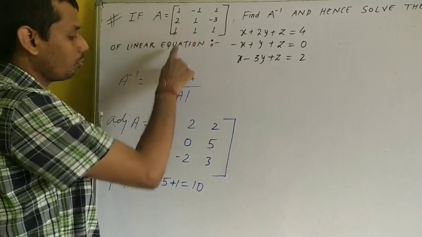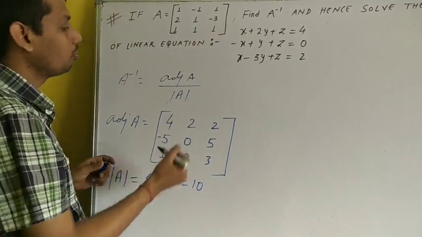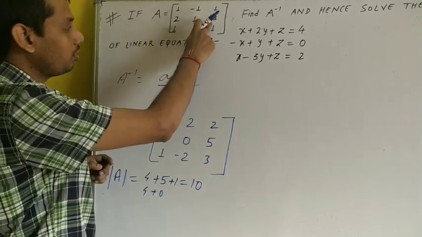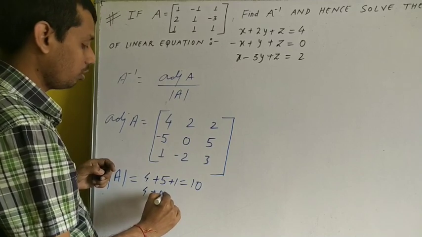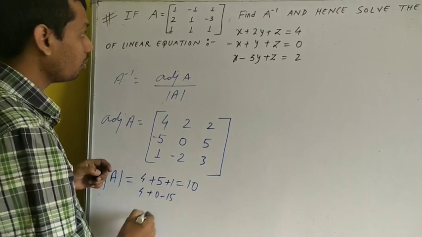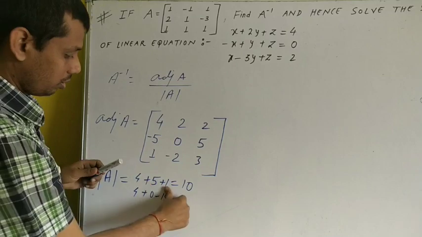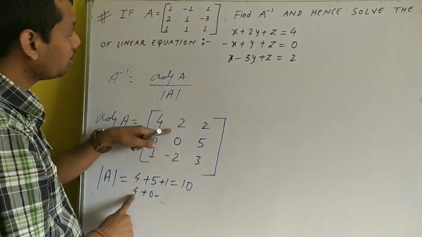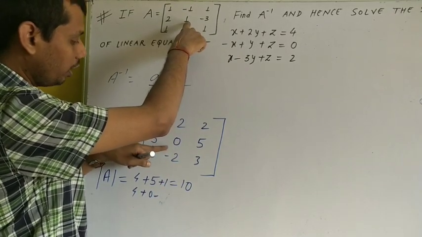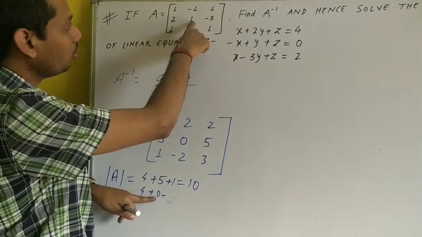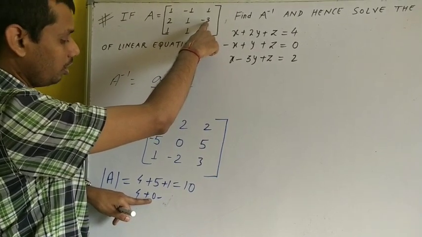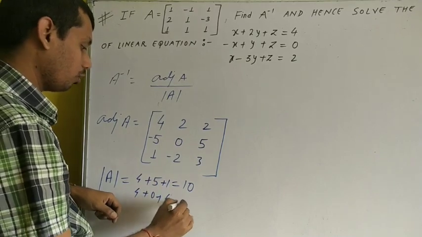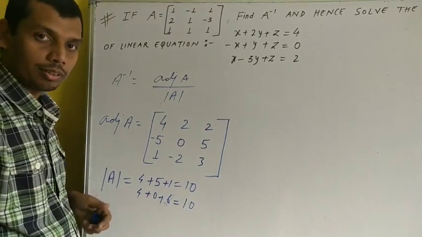2 into 2, this is 4. 1 into 0, this is 0. And minus 3 into 5, this is minus 15. Okay, wait. This 2 into 2 is 4. Then 1 into 0 is 0. And minus 3 into minus 2 is plus 6. Sorry. So 6 plus 4 is equal to 10. So we are getting the same value 10.